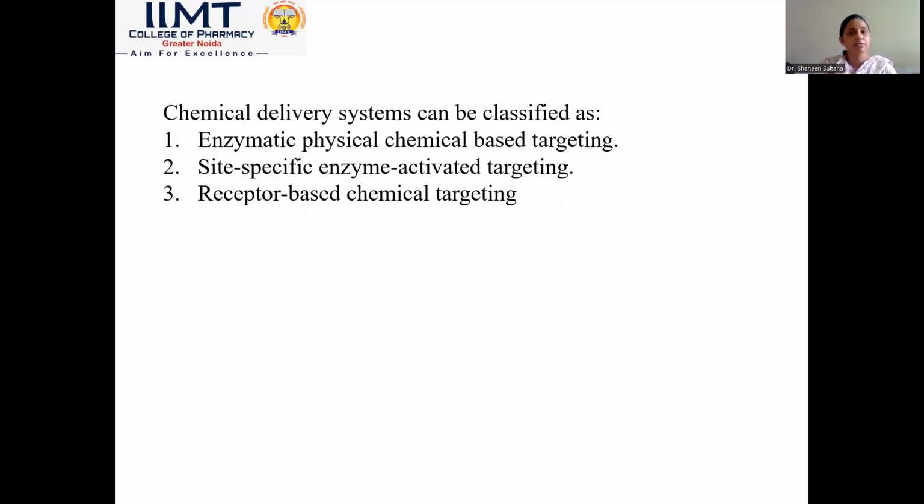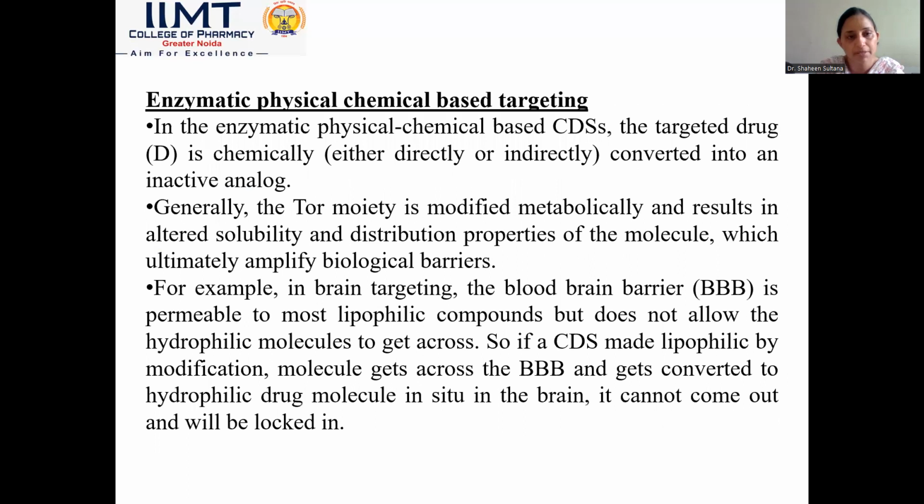Now, the chemical delivery system is of three types: enzymatic, site-specific, and receptor-based chemical drug delivery system. In the enzymatic type, the targeting drug is chemically converted into the inactive analog by the use of an enzyme or by chemical means. The targetor molecule is modified metabolically, resulting in altered distribution or solubility. If solubility and distribution are altered, its biological property will be altered. The example given is the brain target.